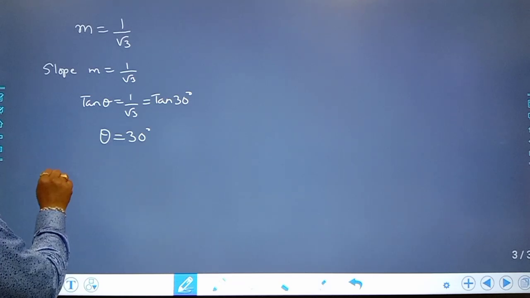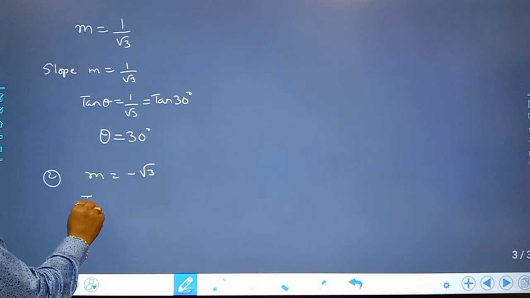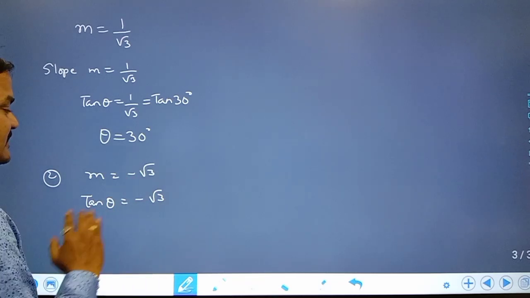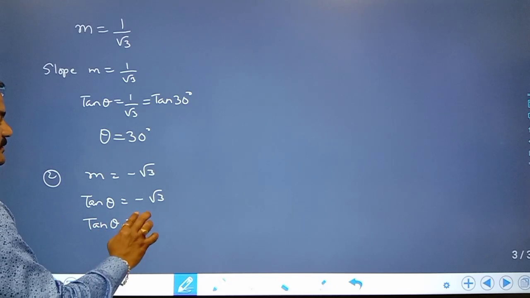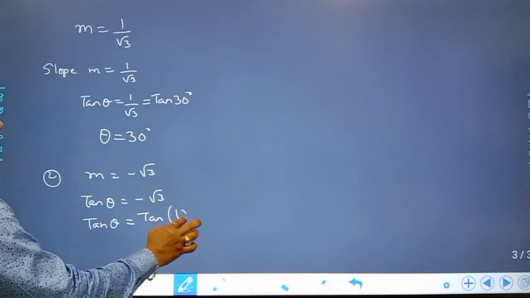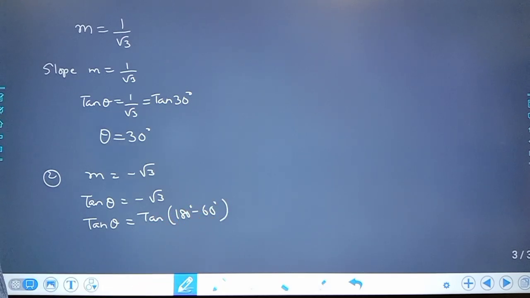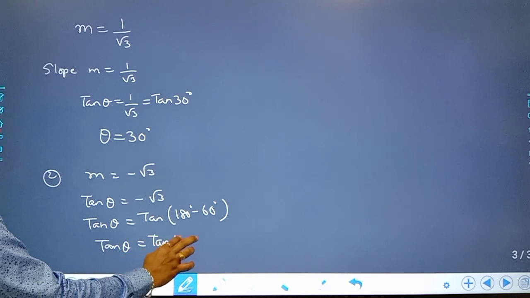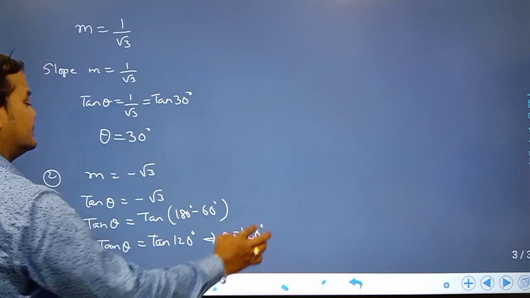And second one, m is equal to minus root 3. Let tan theta is equal to minus root 3. So this slope must lie in the second quadrant. Tan theta is equal to tan of 180 degrees minus 60 degrees. In the second quadrant tan is negative, and 180 is the function that does not change. So finally tan theta is equal to tan of 120 degrees. So in this case theta is 120 degrees.